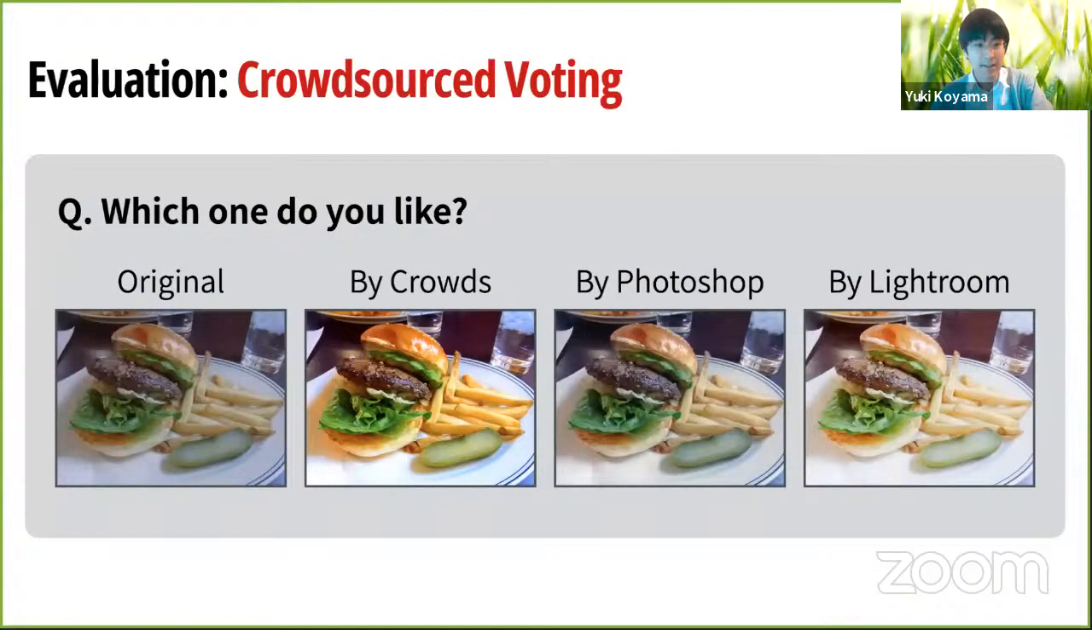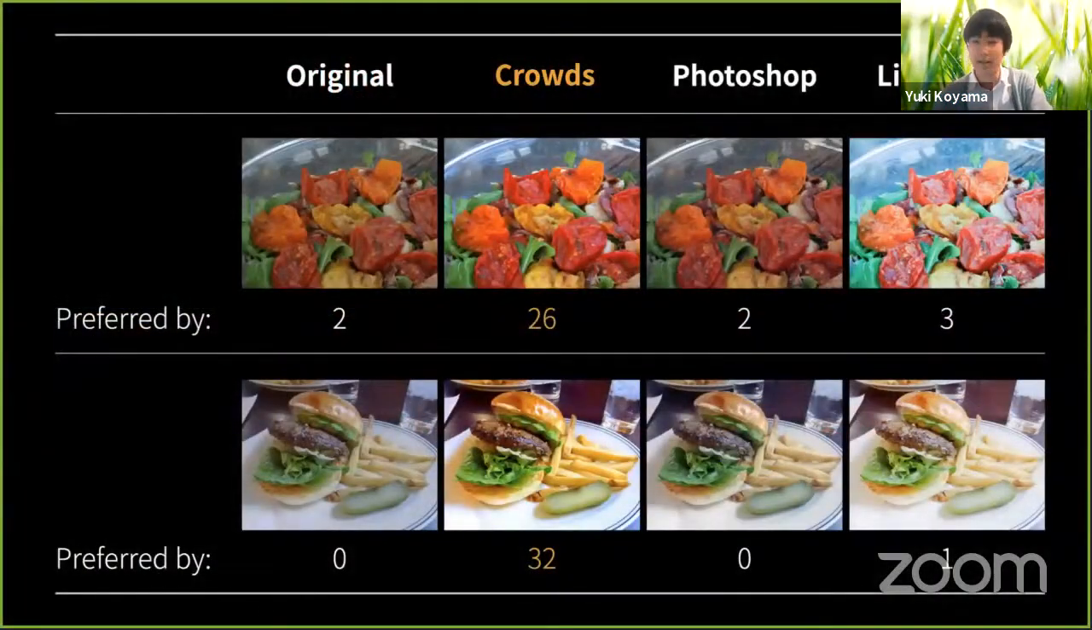So to evaluate whether this result is reasonable, we conducted a simple experiment in which another set of crowd workers was asked to vote for the best image among several options. So this shows the result. The leftmost image is the original one, and the second one is the one produced by crowds or our method. And for comparison, we also show the results of auto enhancement in Photoshop and Lightroom.